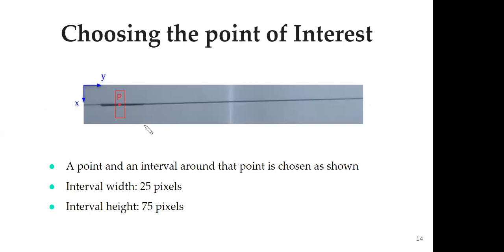Now we need to choose a point of interest and a local interval around the point. For example, this is a frame from one of the videos that I have taken. Here point P is tracked and a local interval of width 25 pixels and height 75 pixels is being tracked.